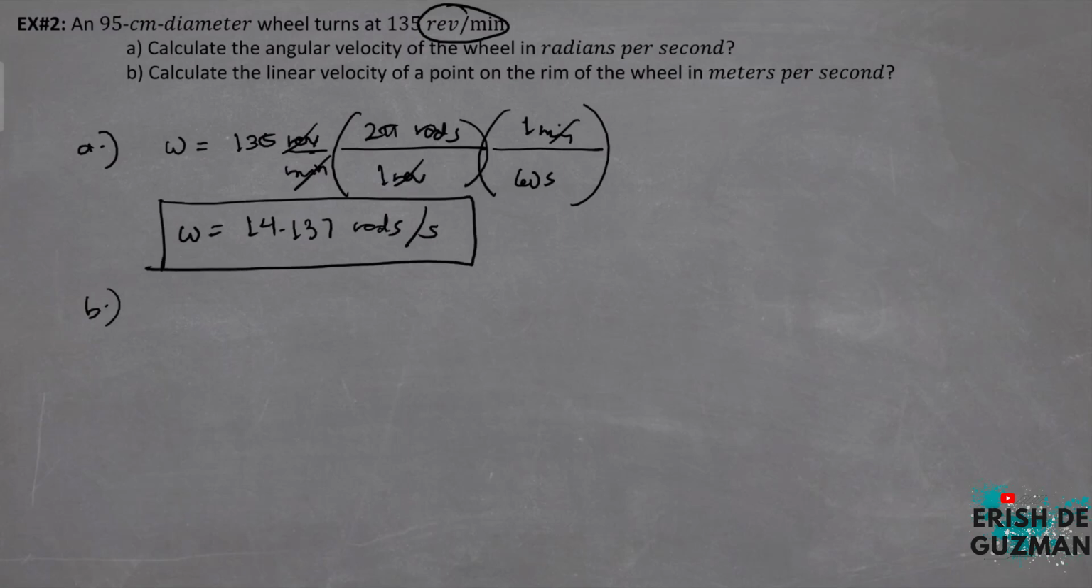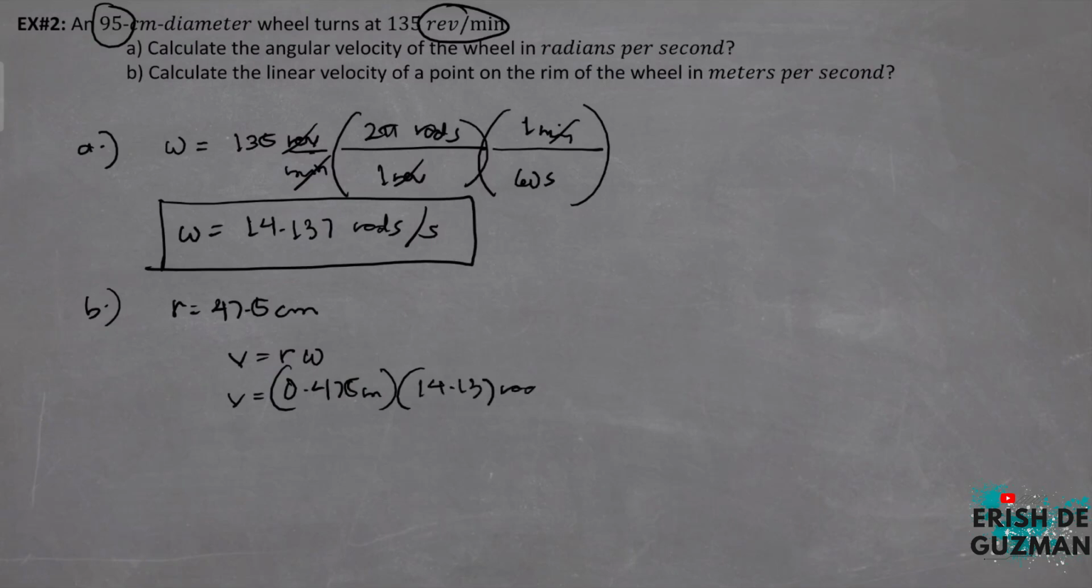For letter B naman, we have to calculate the linear velocity or the translational velocity of a point on the rim of the wheel in meters per second. So, gagamitin lang natin yung relationship na given kanina na naka-table. Take note na ang diameter ng wheel is 95. Kailangan natin ng radius. Ang radius natin is equal to 47.5 centimeters. And to calculate the linear velocity, yung relationship, we have the radius times the angular velocity. Substitute the values, r, convert natin into meters. We have 0.475 meters times the angular velocity na 14.137 radians per second. And by calculating, ang linear velocity natin is equal to 6.712 meters per second.